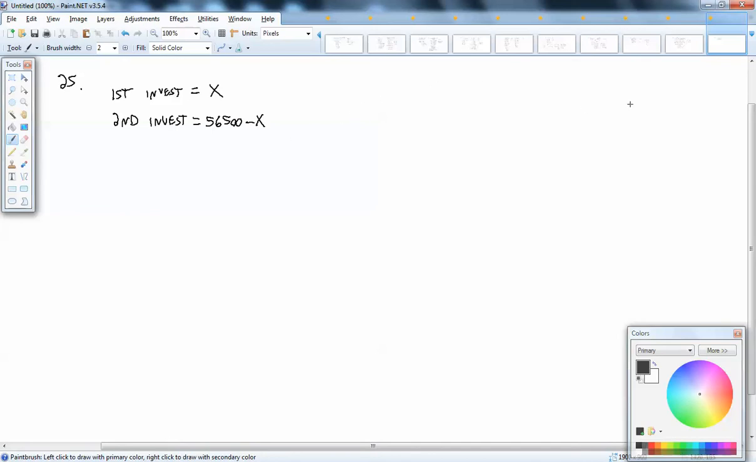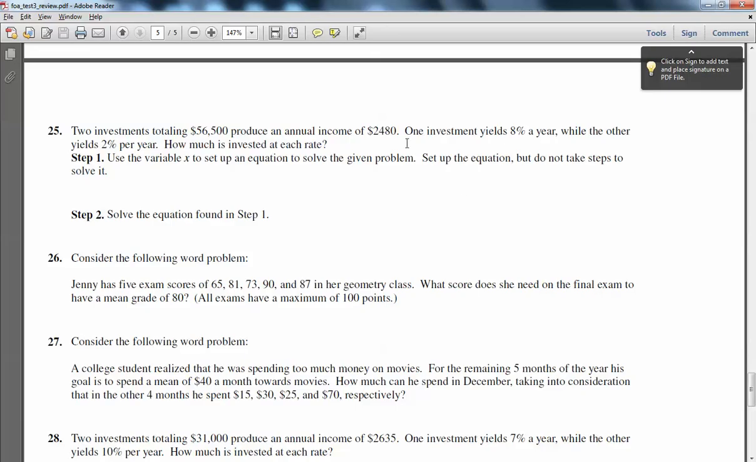Think of it this way. If I put $20,000 in the first account, and it's supposed to add up to $56,500, well, then to get that, I would take 56,500 minus my 20,000. And that'll give you how much is in that account. Okay.